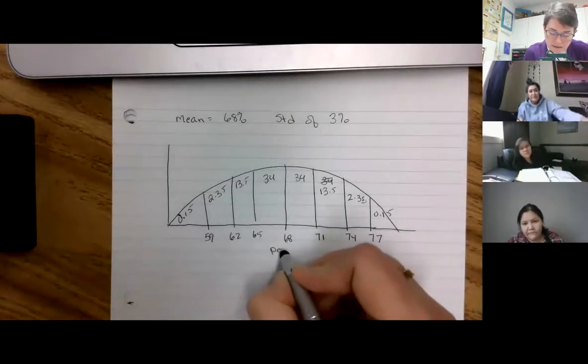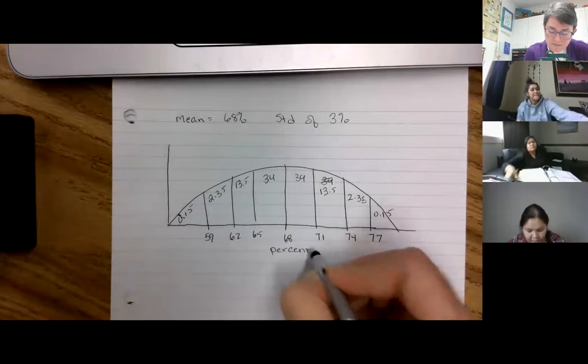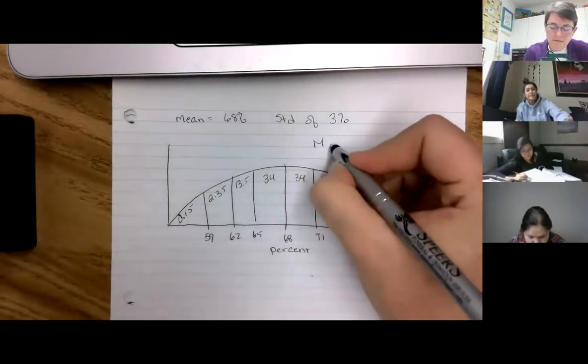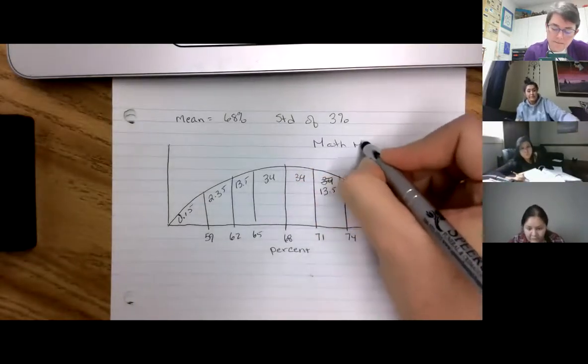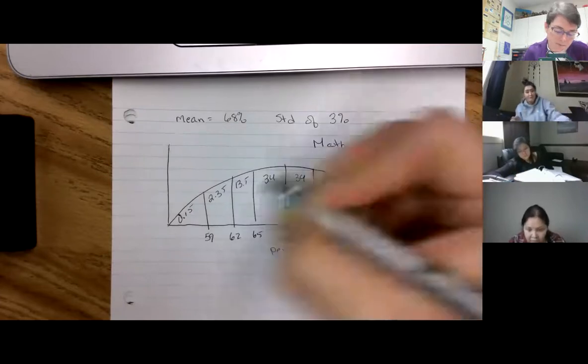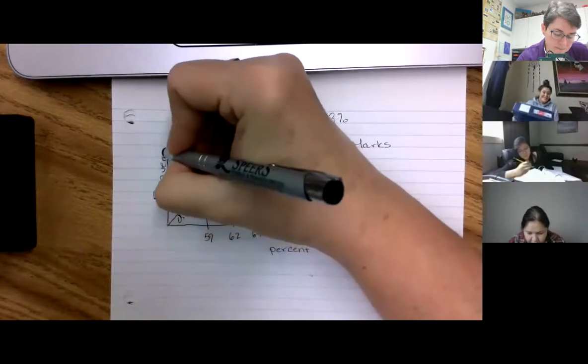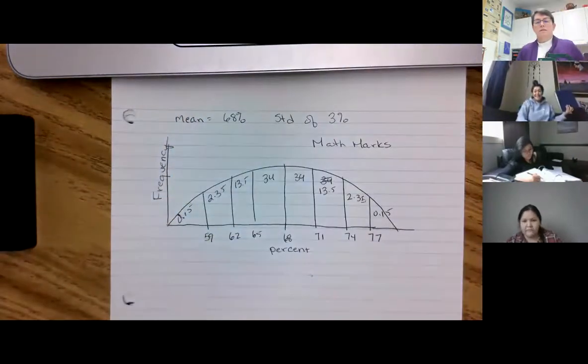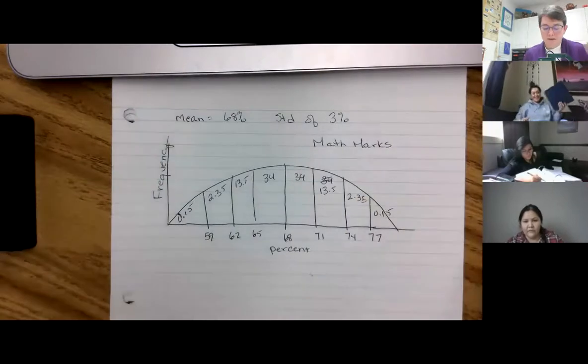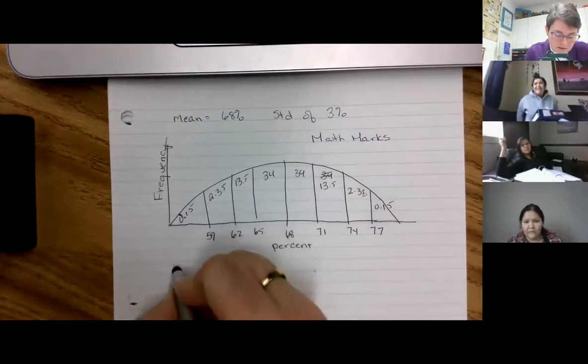Oh, wait a minute. This would be percent, and this would be math marks. This would be frequency. So we're looking for 3 labels on them. Let's start with simple.